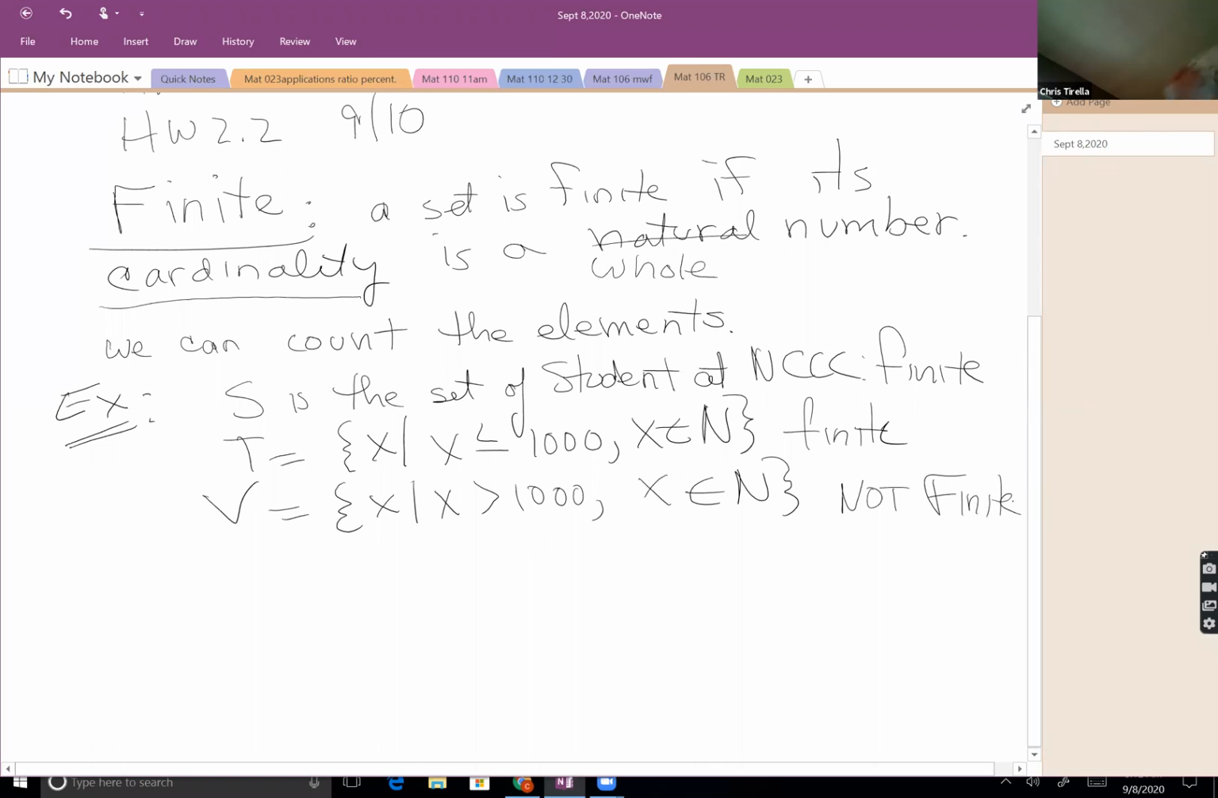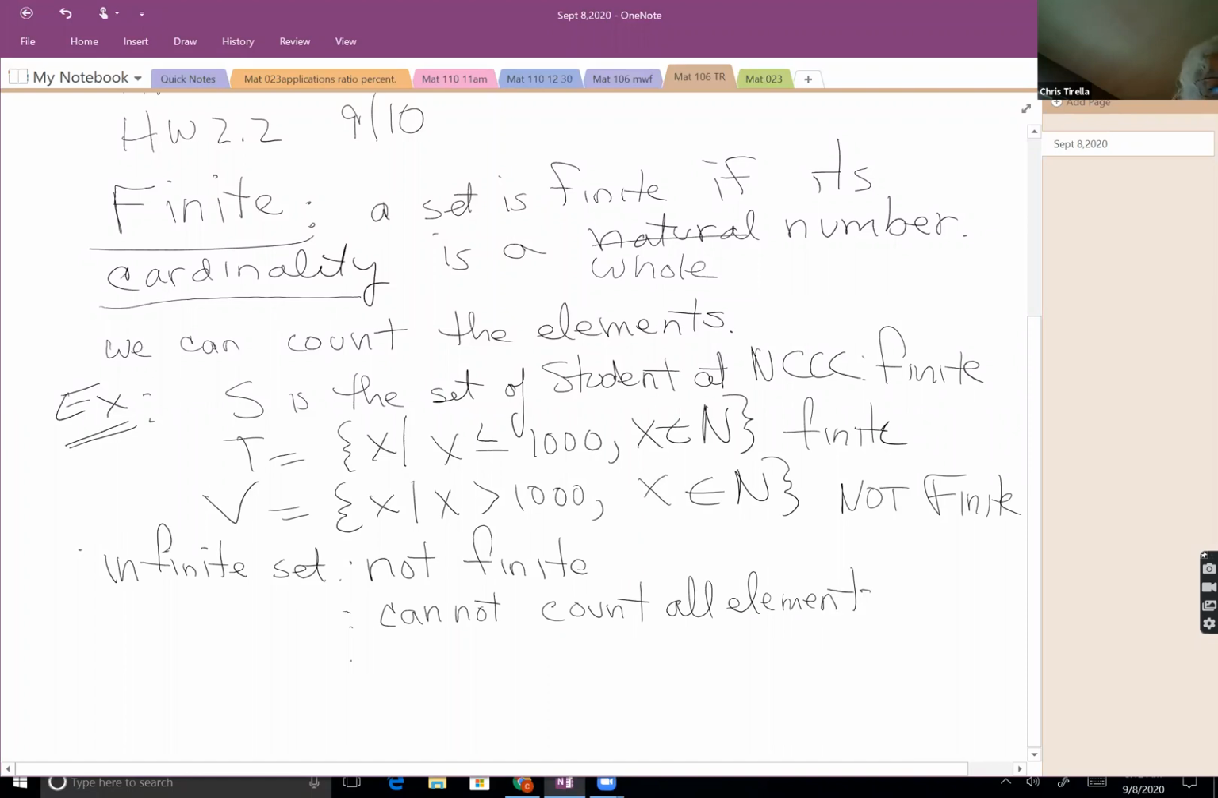And not finite sounds a little peculiar. Instead of not finite, we call those infinite. So an infinite set is a set that's not finite. We cannot count all the elements. It's considered a set that never ends.